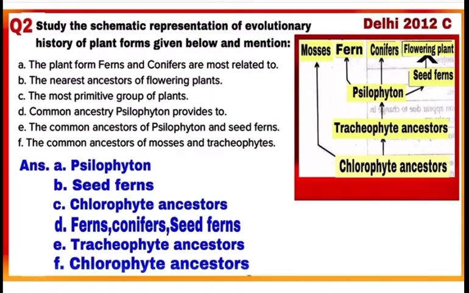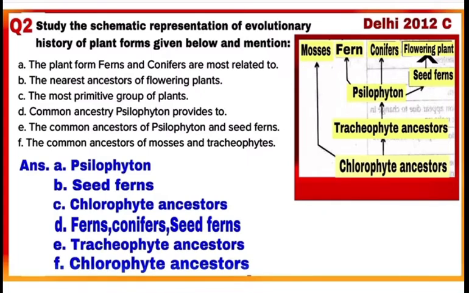Question number 2. Study the given schematic representation of evolutionary history of plant forms and answer the following questions. To answer these questions, carefully see the diagram. Part A of the question. The plant form ferns and conifers are most related to Xylophyton. B part. The nearest ancestors of flowering plants, these are seed ferns.